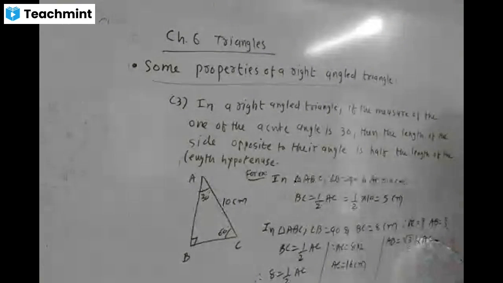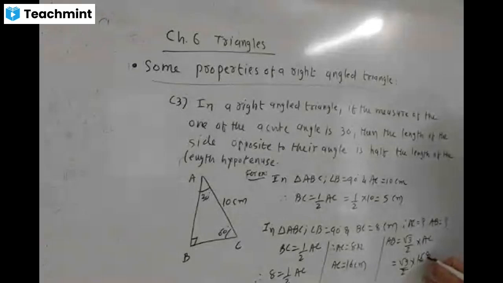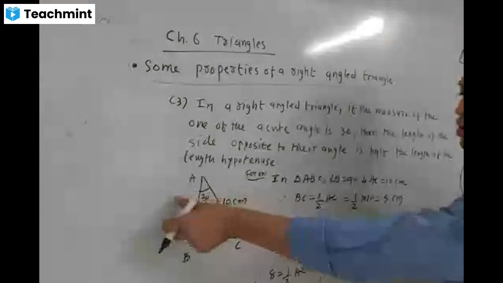So AB is equal to root 3 by 2 times AC, and AC is equal to 16. Therefore AB is root 3 by 2 into 16, that is 16 by 2 into root 3. And the length of AB is equal to 8 root 3 centimeter.